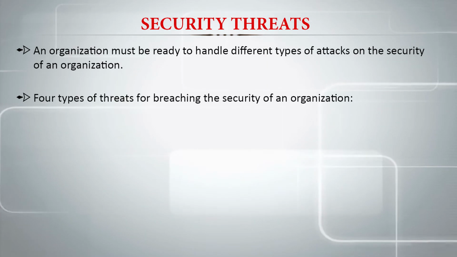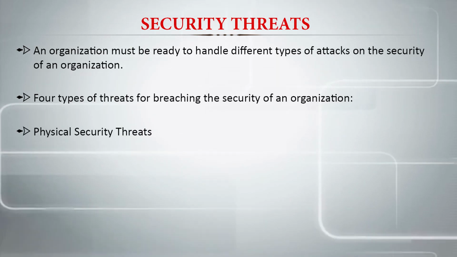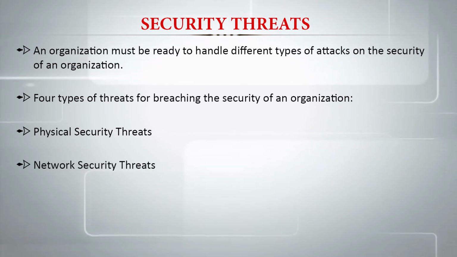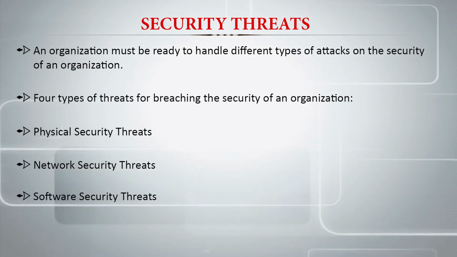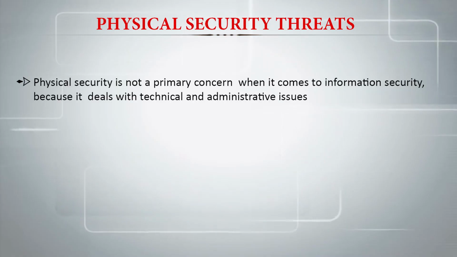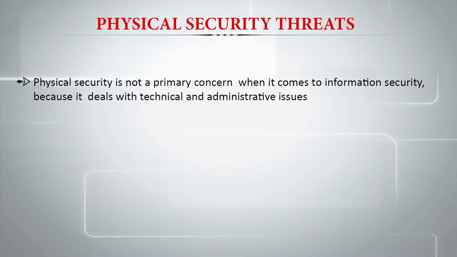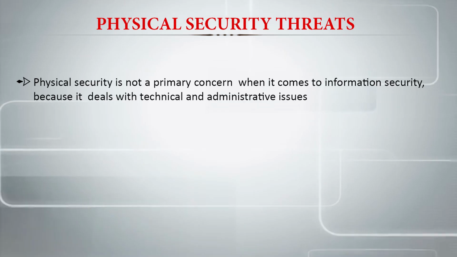In this context we discussed four types of threats. We talked about physical security threats, network security threats, software security threats, and password security threats. Just to recall, physical security is the earlier style of protecting systems or organizations from threats. Physical security is not a primary concern today when it comes to information security, because it deals with technical and administrative issues.